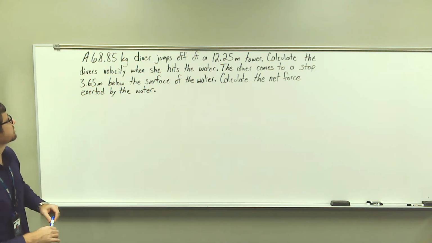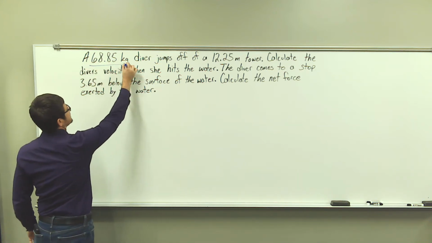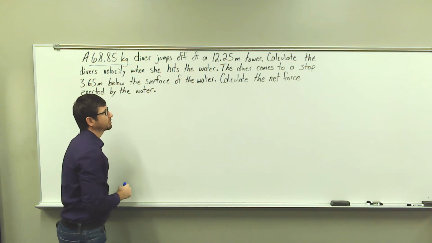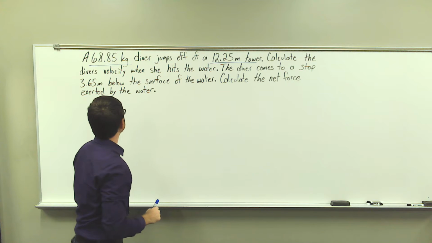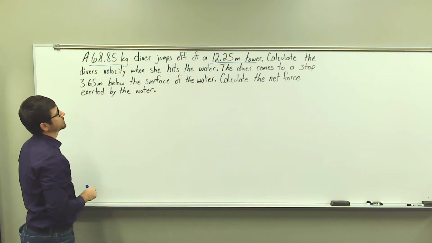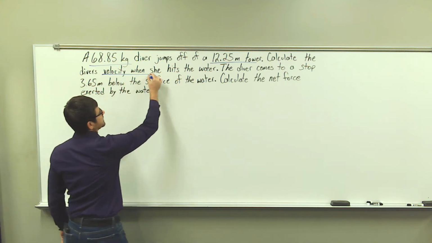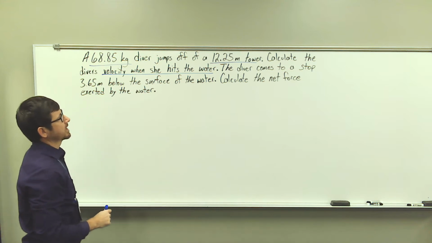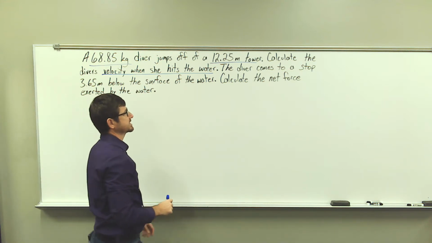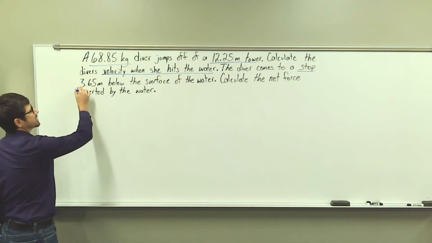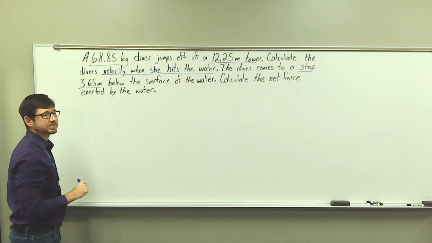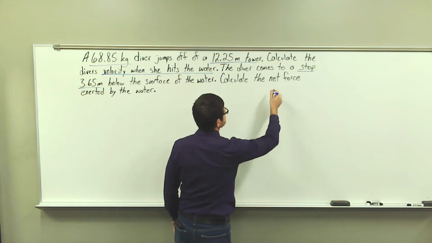A 68.85 kilogram diver jumps off of a 12.25 meter tower. Calculate the diver's velocity when she hits the water. The diver comes to a stop 3.65 meters below the surface of the water. Calculate the net force exerted by the water.